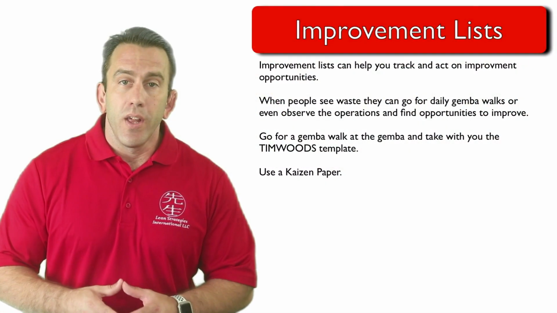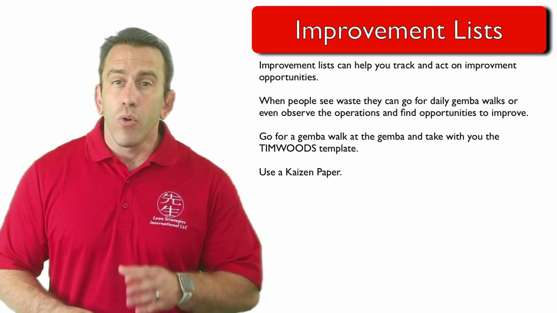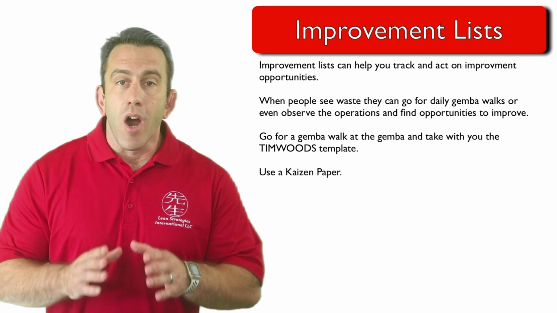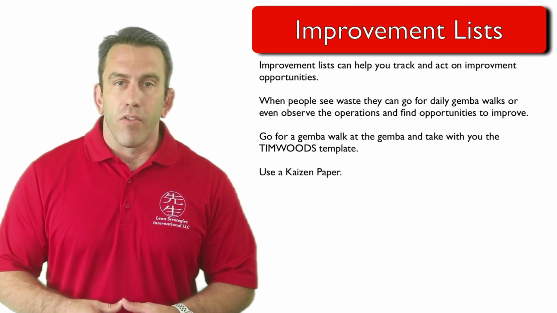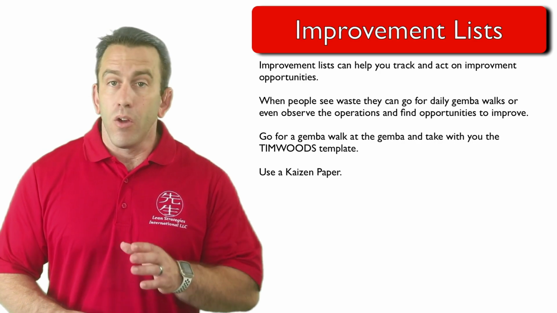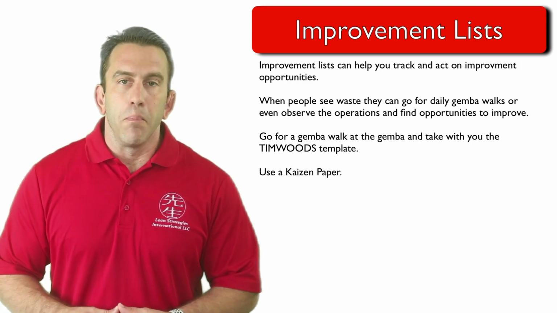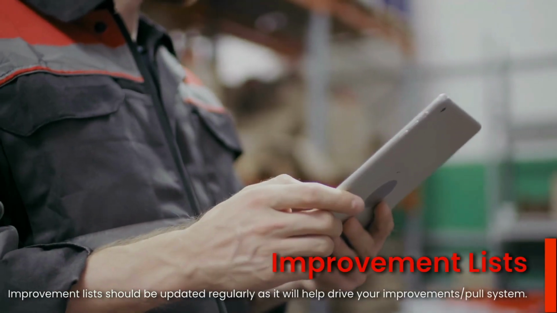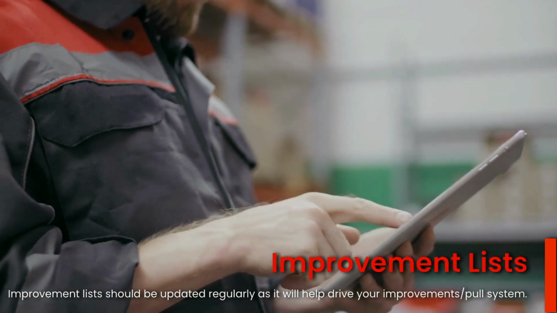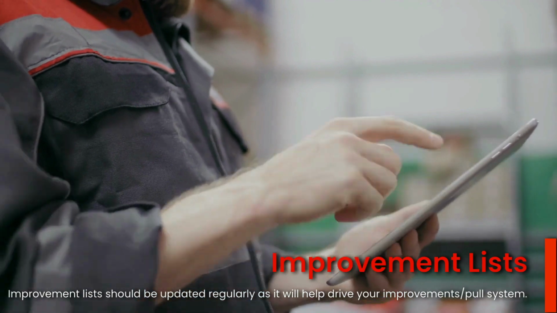Keep in mind, though, that if you find something that you can improve quickly, you should just improve it. Do not create projects out of everything. Quick improvements that are small and simple yield large results over time. Your improvement list should be updated regularly, as it will help drive your improvement and POL system journey.